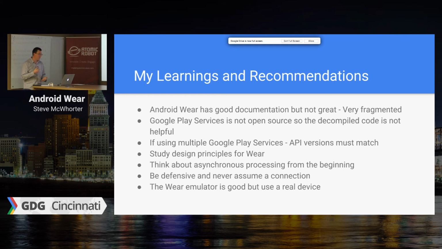If you're using multiple Google Play services, make sure the APIs match. So don't try to use 7.3 for maps and 8.3 for Wear. It won't work. You have to use the same API version. And then definitely study some of the design principles. I think I've hit that a couple of times. And then think about asynchronous processing from the beginning. Everything in Wear is asynchronous. Nothing is guaranteed. No connection is guaranteed.